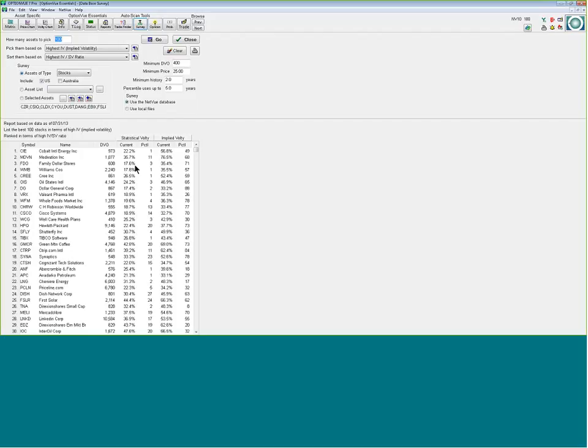Now, one thing you can be pretty sure of is when there's this big difference, there's either earnings coming out. Things that can move implied volatility, in the case of a pharmaceutical company, could be an FDA approval. It could be rumors about a takeover. There's a number of different things.